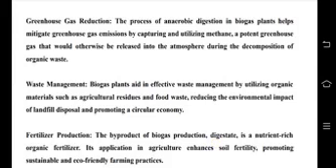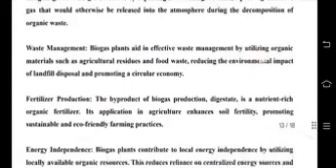methane, a potent greenhouse gas that would otherwise be released into the atmosphere during the decomposition of organic waste. Next, waste management. Biogas plants aid in effective waste management by utilizing organic materials such as agricultural residues and food waste, reducing the environmental impact of landfill disposal and promoting a circular economy.